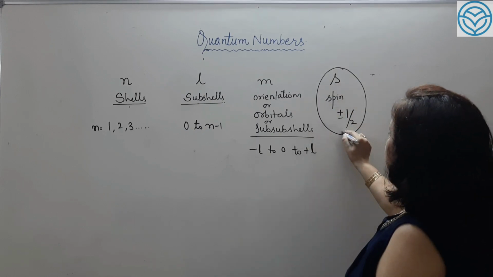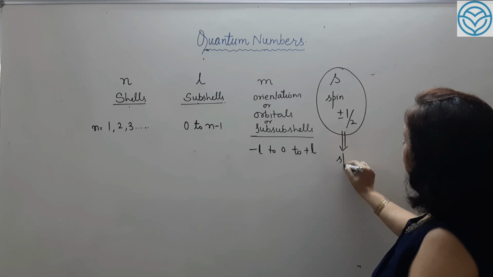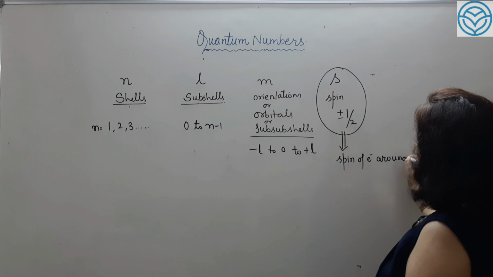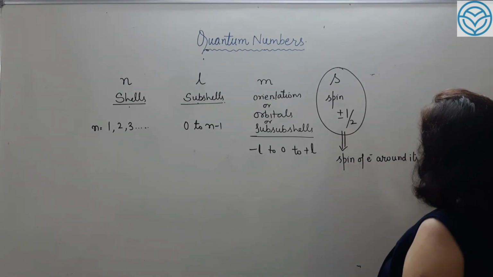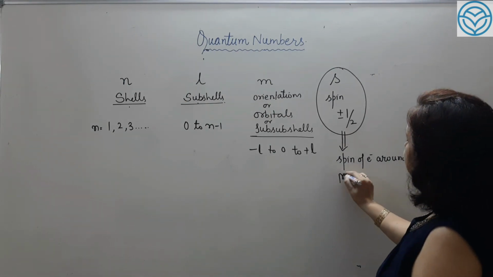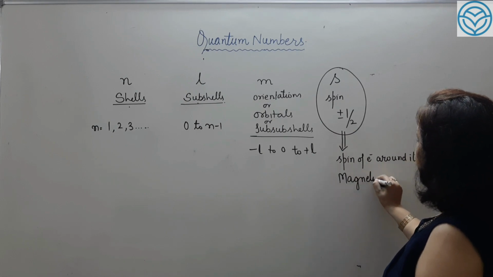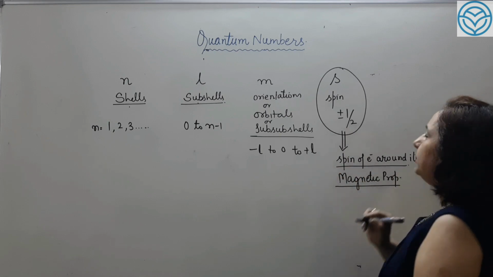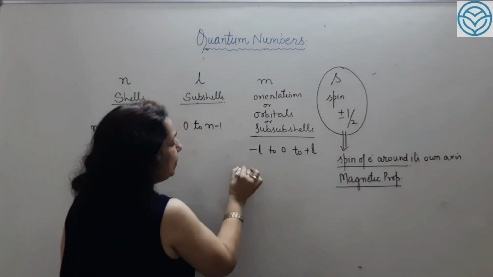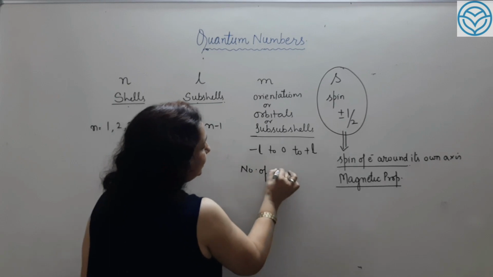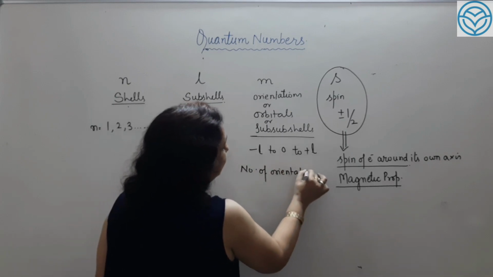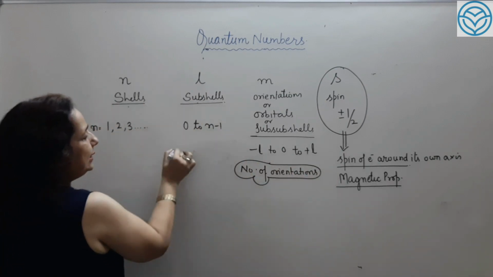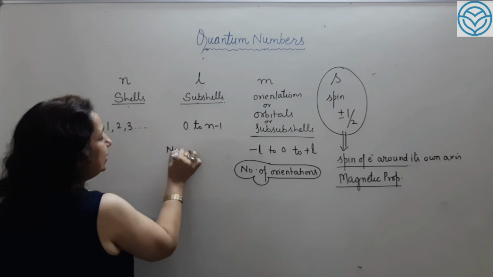Explain spin of electron around its own axis. There is a significance. And magnetic properties can be explained. Magnetic properties can be explained by this quantum number. Number of orientations. This quantum number can explain the number of orientations.